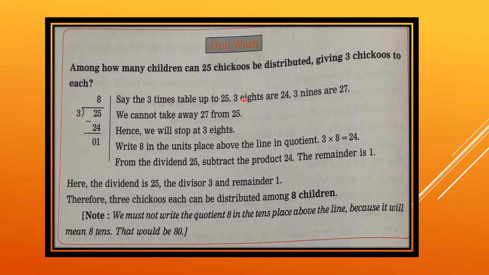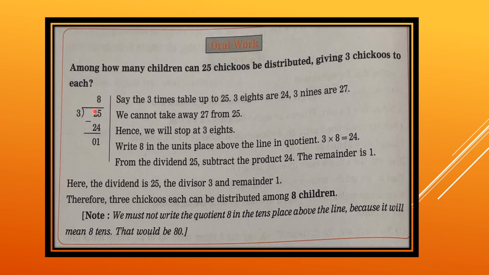So you know 3 8s are 24 and 3 9s are 27. So there is no 25. So what do we do? We cannot take away 27 from 25. So we will stop at 3 8s are 24. So we write 8 in the units place above the line in the quotient.